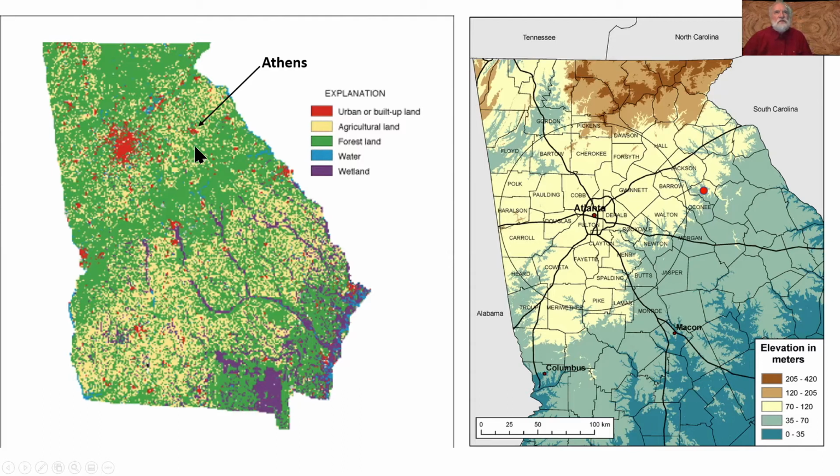This is chicken country. On this land use map, the yellow indicates agricultural lands, and much of the land in this area around Athens is used for poultry production. It is the major agricultural industry in the area. There is also cattle and other agricultural businesses which also show up in the yellow, but a great deal of this area is poultry.